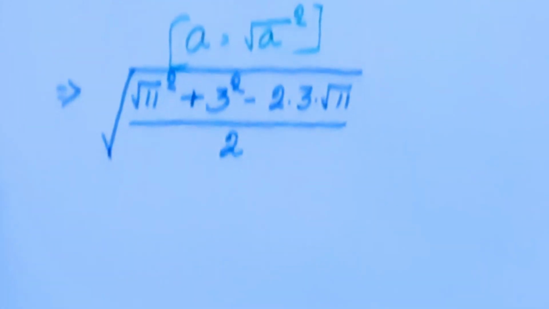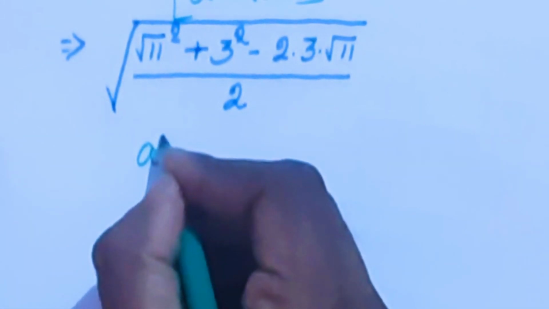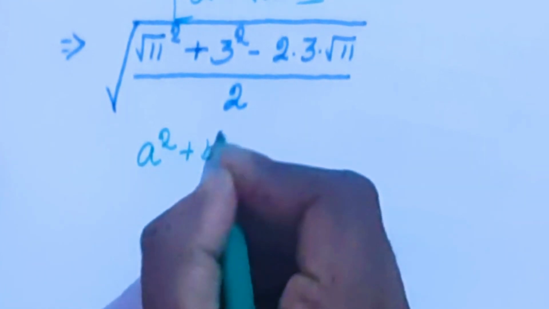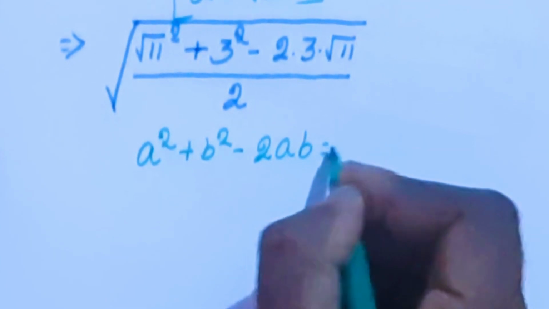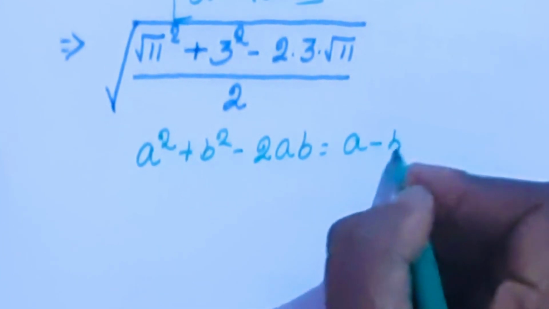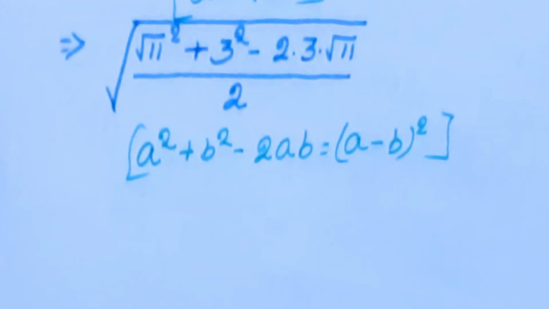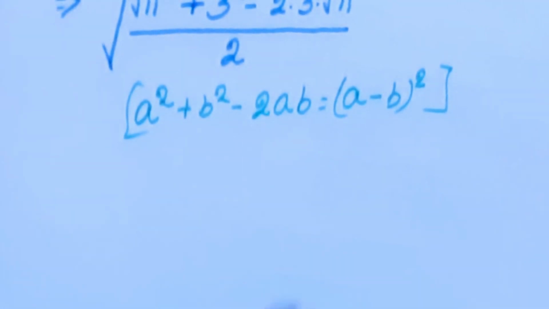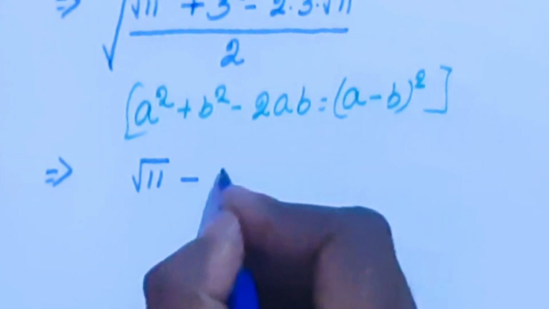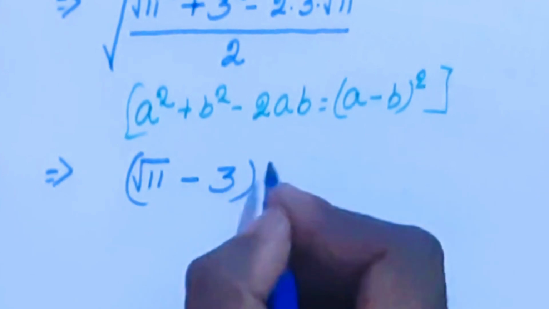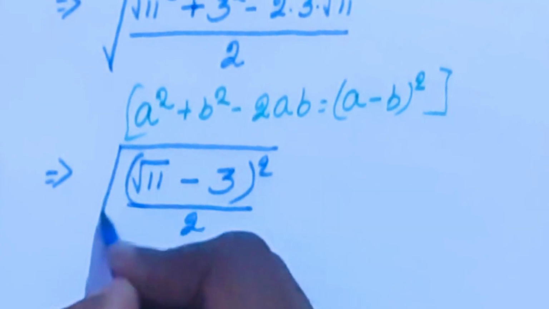Now looking at this, we are going to apply this algebra formula here: a square plus b square minus 2ab equal to a minus b whole square. This formula we are going to apply here. So square root of 11 minus 3 whole square by 2 in whole square root.